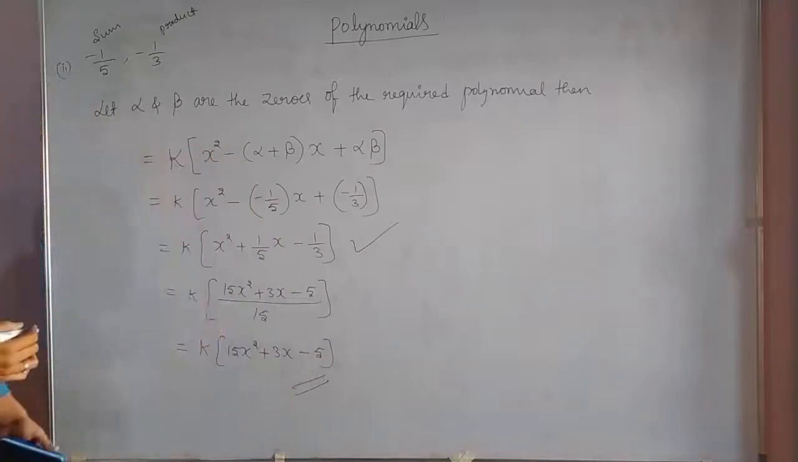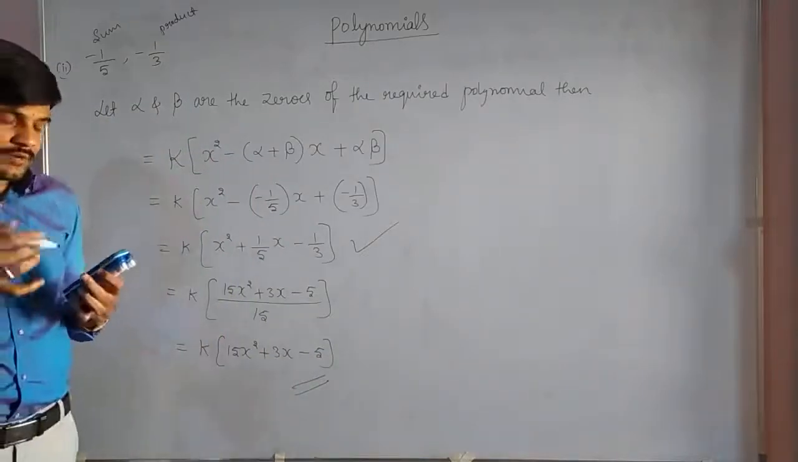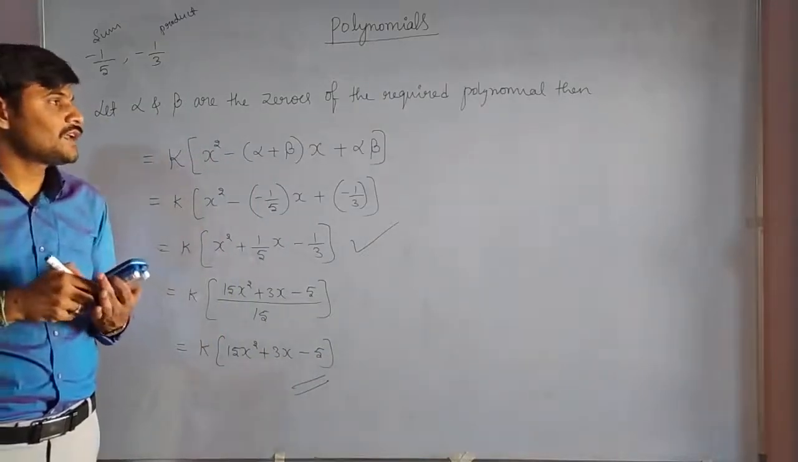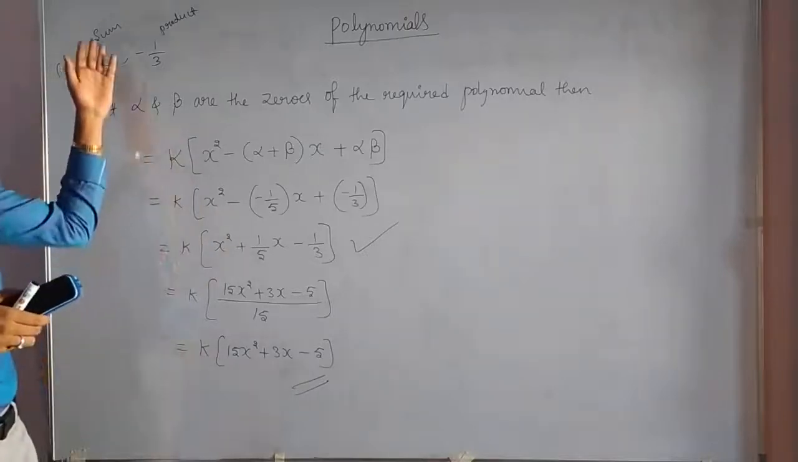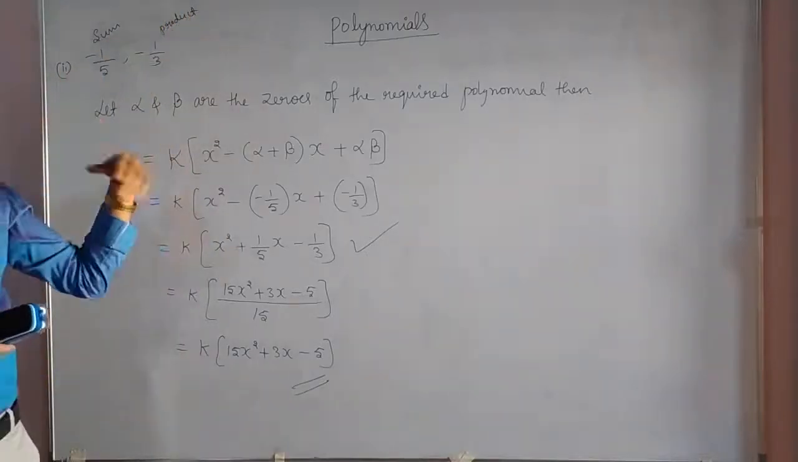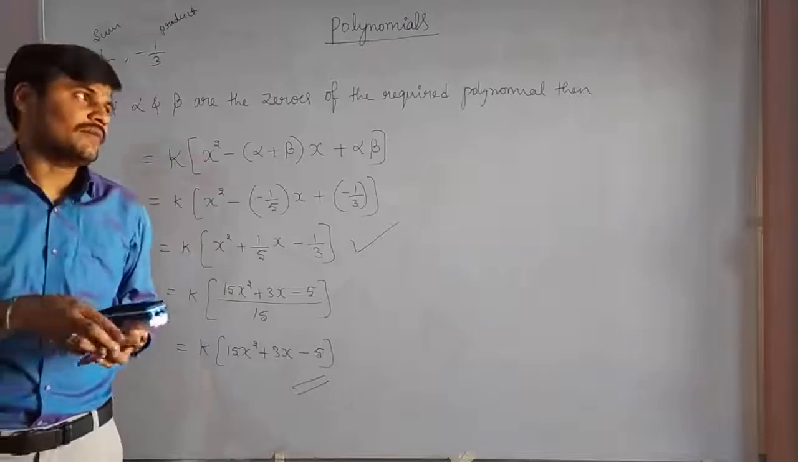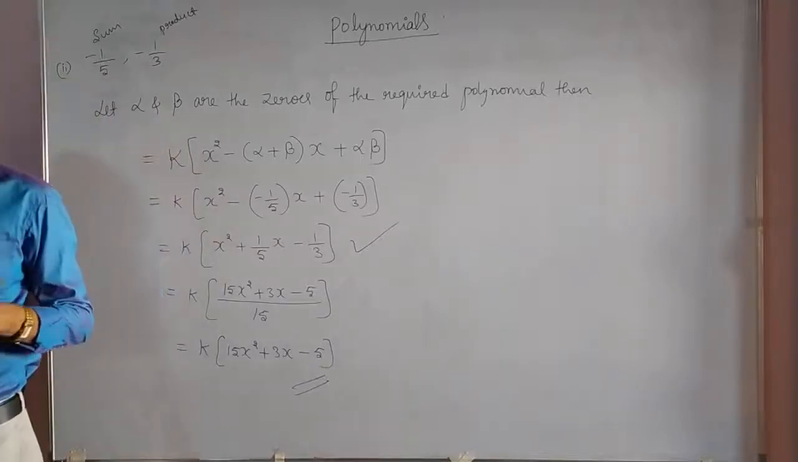So like this, you will have to find the quadratic polynomial using the given sum of the zeros and product of the zeros of the required polynomial. Understood now? Thank you.